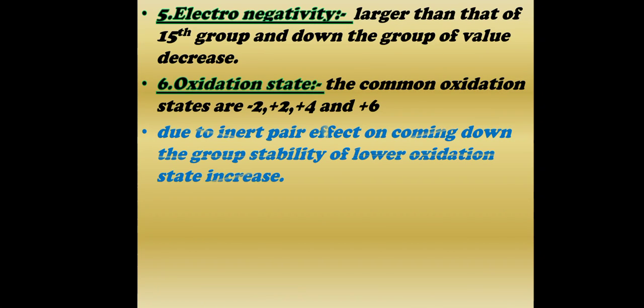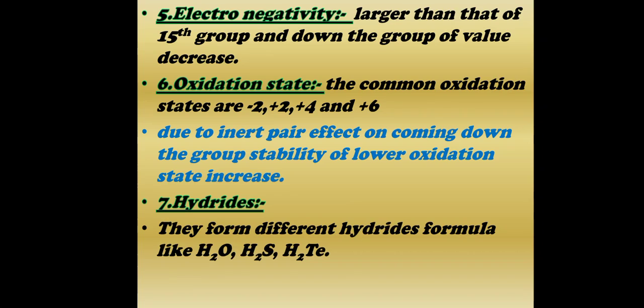Next is electronegativity. We know the 17th group elements are the most electronegative, and out of those, fluorine is the most electronegative element. In 11th, we have studied these things, but here we are comparing with the 15th group. So, of course, it will be larger than that of 15th group, and down the group the value decreases. Of course, oxygen is the second most electronegative element.